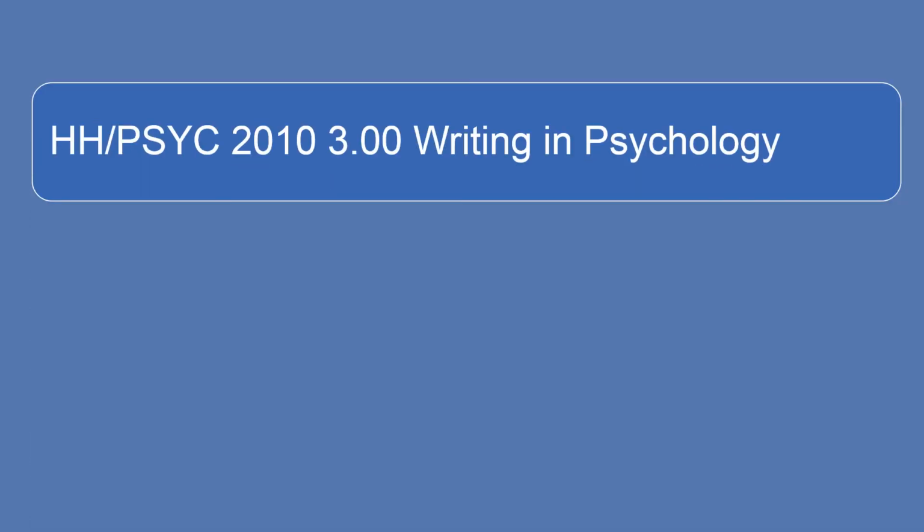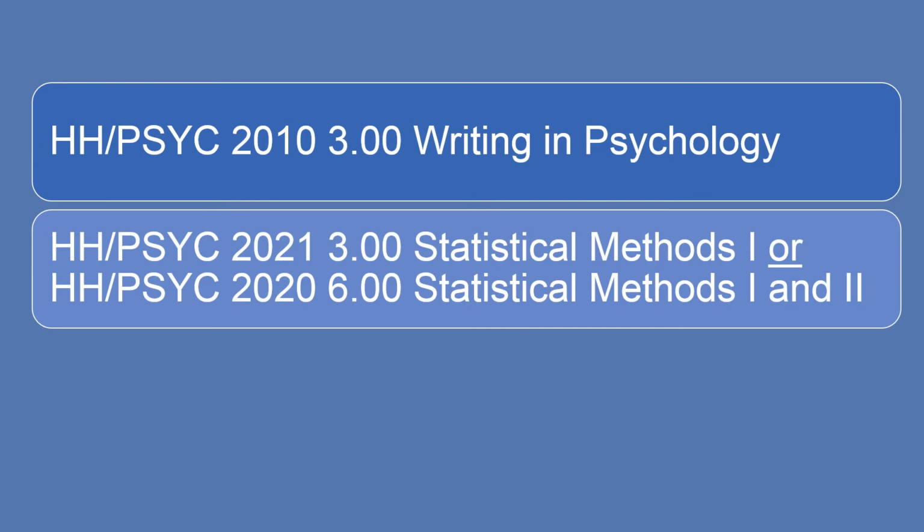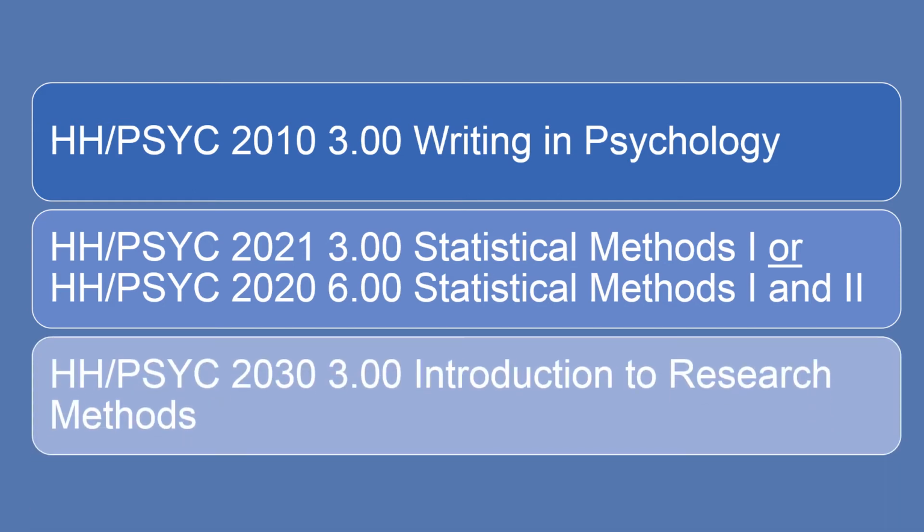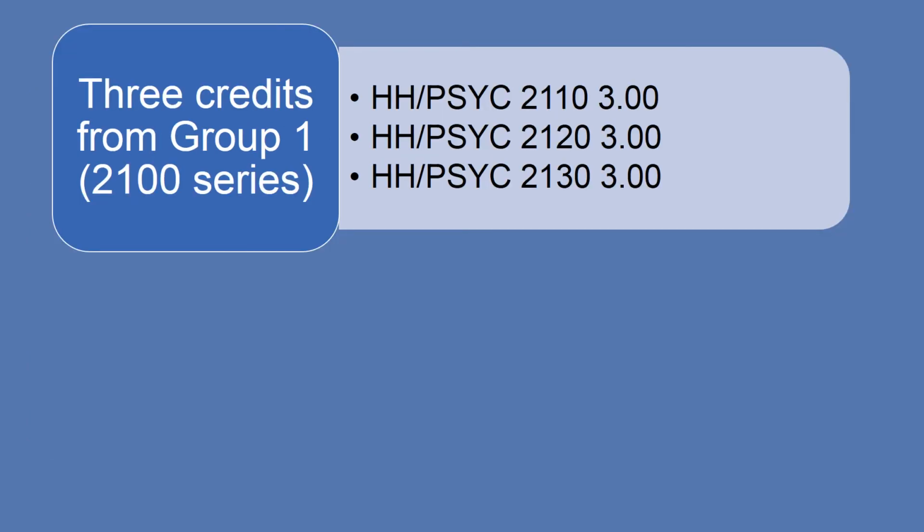Required psychology courses at the 2000 level include Psych 2010 Writing in Psychology, Psych 2021 Statistical Methods 1 or Psych 2020 Statistical Methods 1 and 2, Psych 2030 Introduction to Research Methods. And to ensure that you acquire some breadth in psychology, you must take courses from different areas in psychology. You will need to complete at least 3 credits from Group 1, which is the 2100 series, and you can choose from Psych 2110 Developmental Psychology, 2120 Social Psychology, or 2130 Personality.